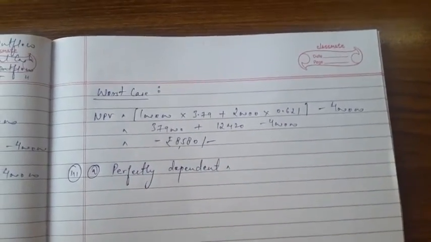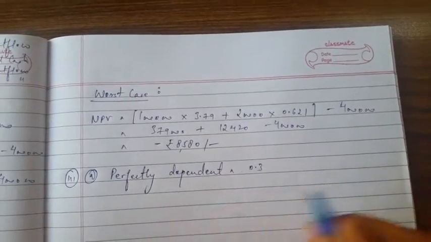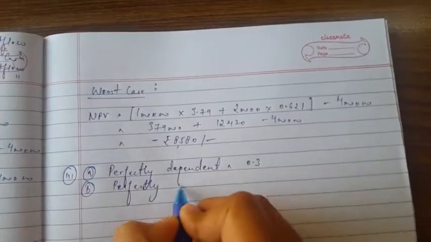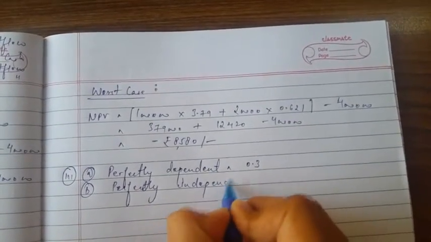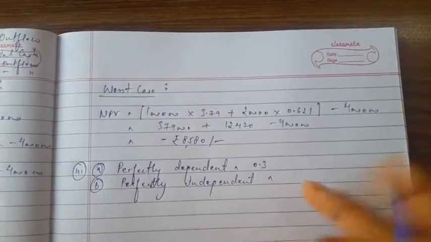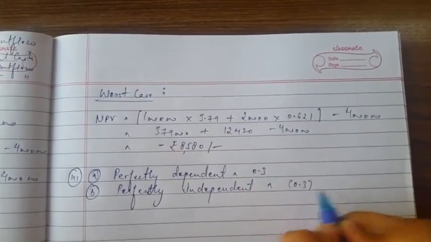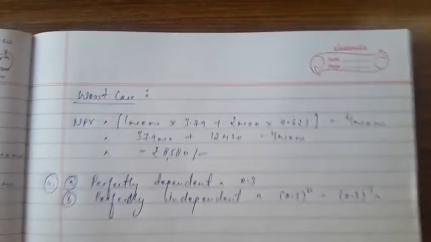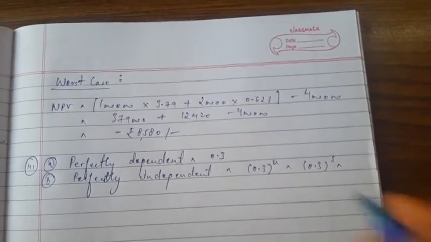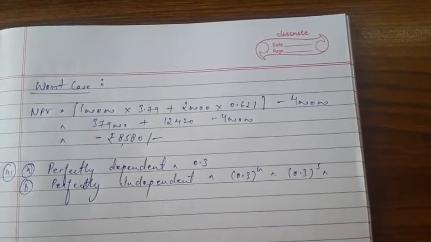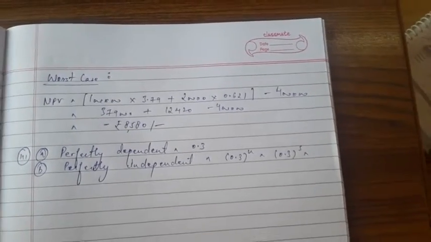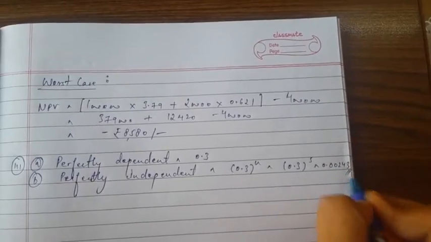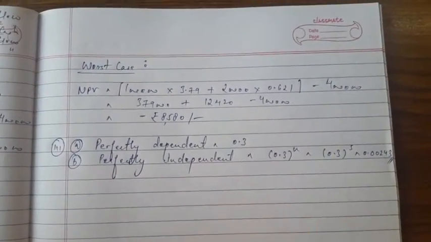In the perfectly dependent case, your probability will be 0.3, and in the perfectly independent case, your probability will be the probability to the power n, where n in the present case is 5. So 0.3 to the power 5. Just solve it. The answer is coming 0.00243. Clear? So this is the way you need to find out.